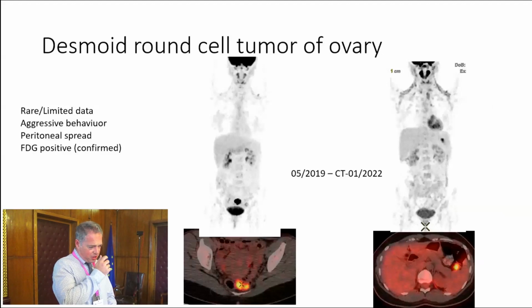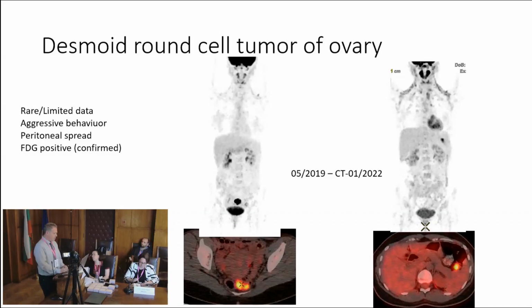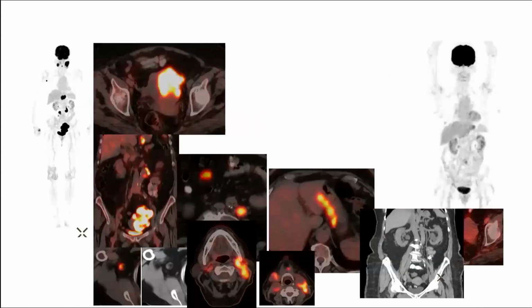This is also a very strange histology that I found in our records. Desmoplastic small round cell tumor, very rare, just case reports. I cannot say anything about pattern, but yes, it's FDG positive, so you can consider FDG in those kinds of tumors.